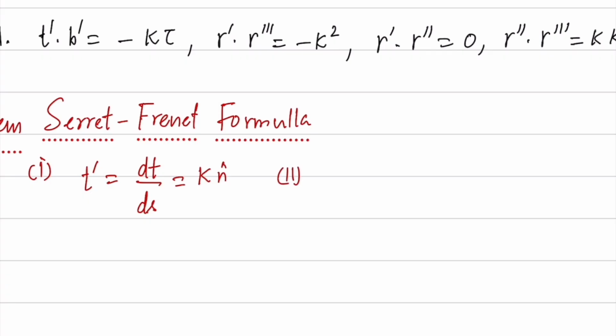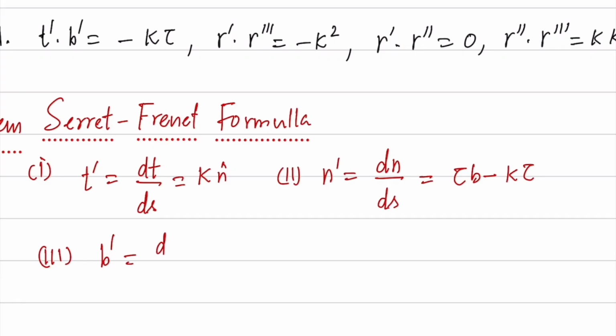And similarly, the second one, n dash is equal to dn by ds, where n is the unit principal normal vector, which is taken as a function of the arc length. This is equal to tau b minus k t, that is, minus k t plus tau b. And similarly, the third one is b dash, which we can write as db by ds. It is equal to minus tau n.